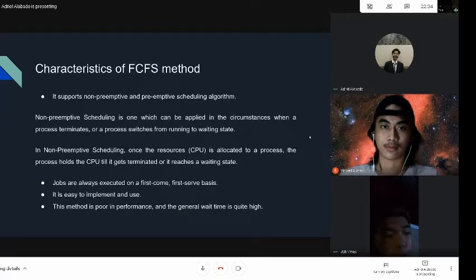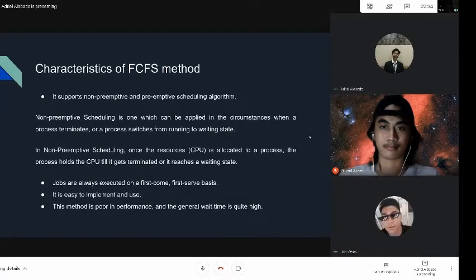Other characteristics: jobs are always executed on a first come, first serve basis. It is easy to implement and use. This method is poor in performance and the general wait time is quite high.